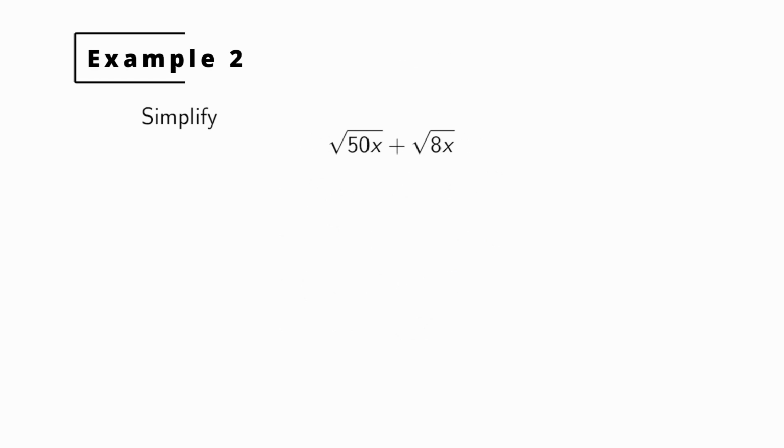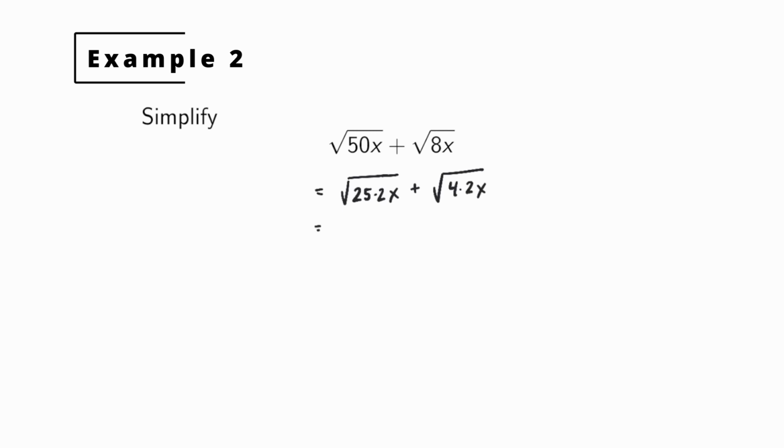Example 2. Again, we start by simplifying each expression, because as they currently are, the radicands here are different, and we can't add them until they have identical radicands, if they can have identical radicands. Okay. So for the first term, 50, I can write that as 25 times 2. Again, I want to find the perfect squares, so I factor those numbers to get the perfect squares in there. So it's 25 times 2x. And 8x, I can write as 4 times 2x.